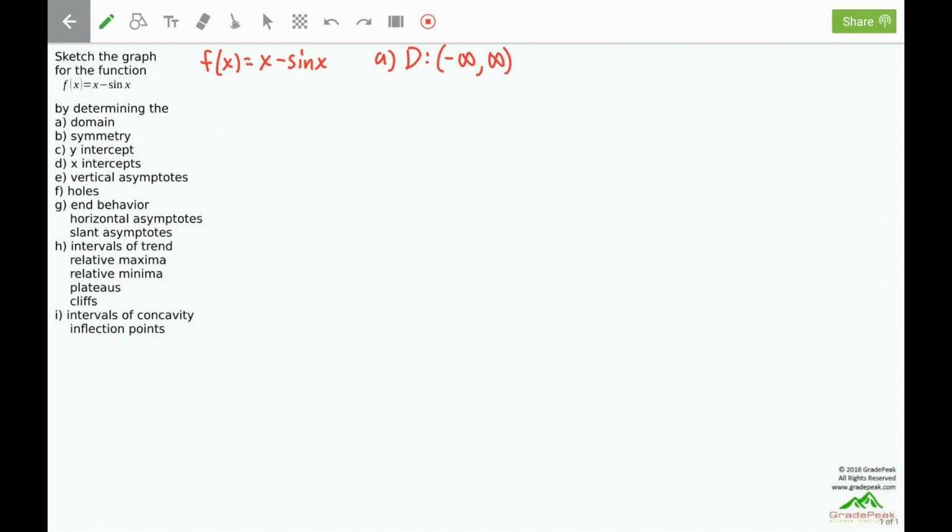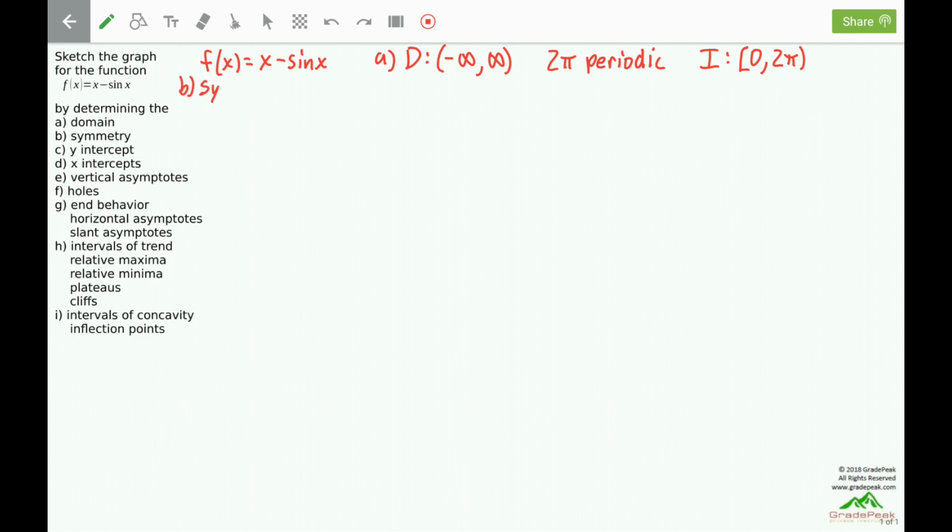Trig functions have a tendency to have an infinite number of intervals of trend and intervals of concavity throughout their entire domain. But nicely, sine x is 2 pi periodic, which means that it repeats itself every 2 pi radians. So instead of working on the entire domain of negative infinity to positive infinity, we can instead work on the unit circle interval, which begins at 0 and includes it, square bracket, up to 2 pi. Does not include it, round bracket, because 2 pi is the same point as 0 on the unit circle. Find the results on the unit circle interval, and we can extend those results to the entire domain using the 2 pi periodic nature of sine x.